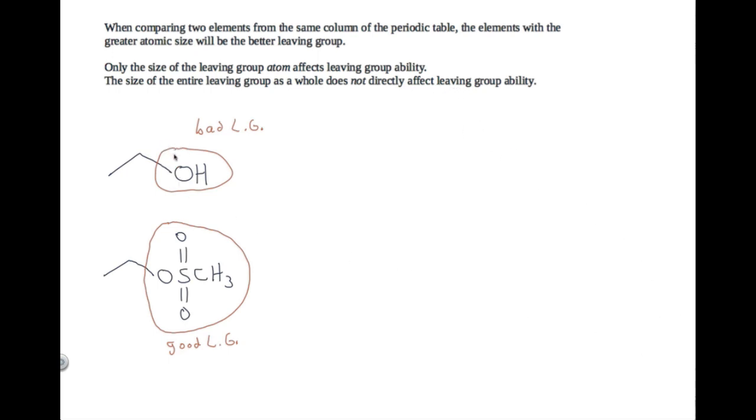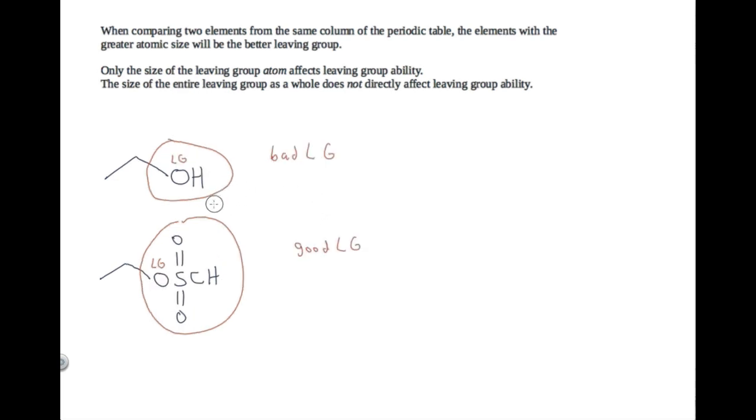The specific leaving group atom here is the oxygen. That's the one that's going to leave the alpha carbon. And the specific leaving group atom here is also an oxygen. The size of the leaving group atom that's going to actually gain the negative formal charge is the same for both of these pictures. In this case, this oxygen will gain the negative formal charge, and in this case, this oxygen will gain the negative formal charge, and those two oxygens have the same size. The size of the leaving group as a whole doesn't really matter. So you should not say that this sulfonate is a better leaving group because it's bigger than this alcohol group. That's not the correct explanation.